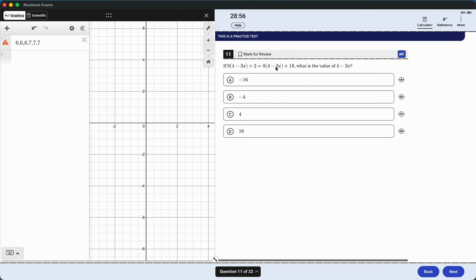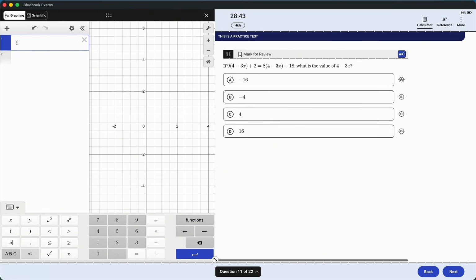Next one, over here, you get an equation and they want to know what is 4 minus 3x. You can solve this algebraically. It's actually not that bad. Just move things around. But here's a cool thing you want to know as well. If you get an equation like this, you can just type an equation into Desmos. Again, you don't have to simplify it or do any math, right? You see, I can just type it in exactly as I see it.